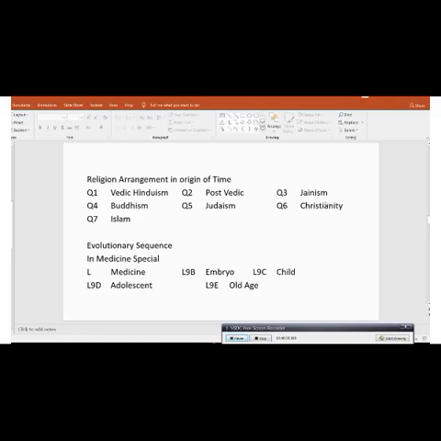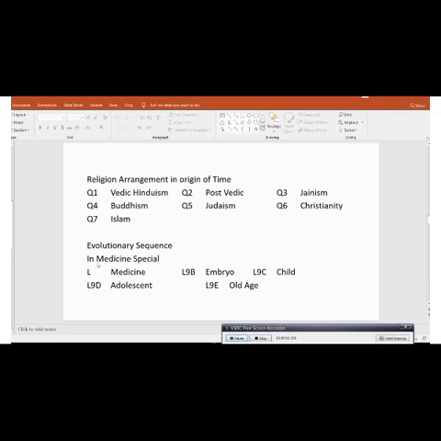Then Jainism's rules and regulations are very strict. So we want another one. So Q4 Buddhism, Q5 Judaism, Q6 Christianity, Q7 Islamism. So the religions are arranged by the year of origin. Then sometimes he used the evolutionary sequence also.